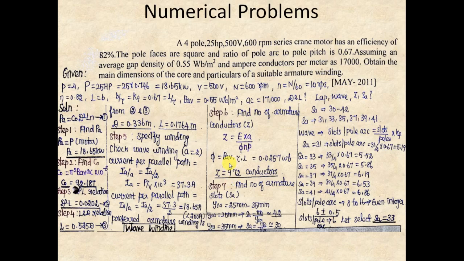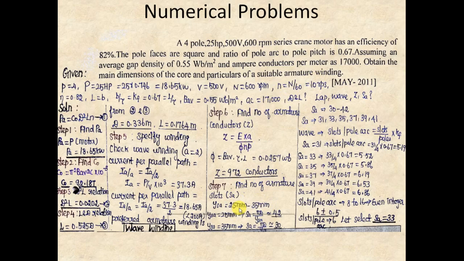As you know, the standard relation of specific magnetic loading is P phi divided by pi dl. So making suitable substitutions, you will be able to identify the value of phi, from which you can easily find the value of Z, and it is found to be 972 conductors. Next we are going to determine the number of armature slots.